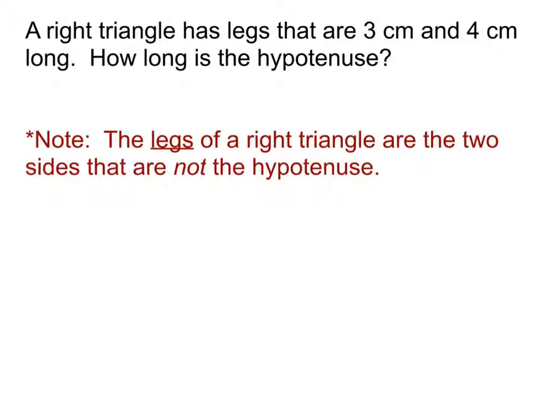So now we're going to take a look at this kind of a setup. Now notice in this problem, there's no picture, and yet we still can use the same kind of tools that we've just been using. So we're told in words here, a right triangle has legs that are 3 centimeters and 4 centimeters long. How long is the hypotenuse? Now you'll notice here I'm using the vocabulary of legs. Legs are basically those other two side lengths in the right triangle. So we know the hypotenuse is the special name in the right triangle. The other two are just generically called legs.